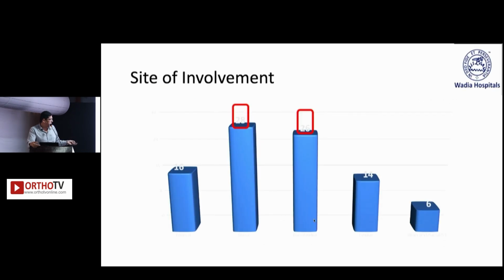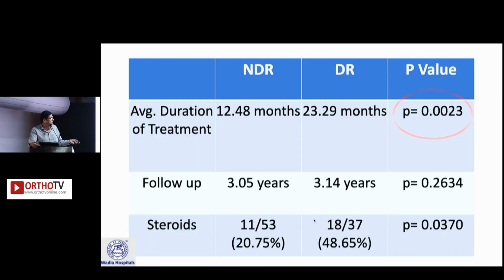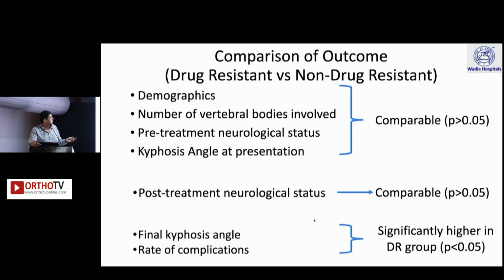Now the site of involvement in our series was mainly dorsal and dorsolumbar. The average duration of AKT in first line was 1 year, and in second line, for drug resistant, it was 2 years. And we do use steroids in patients who have a deficit. Okay. So again, when we looked at the comparison of drug resistant versus non-drug resistant, the number of vertebral bodies involved were comparable, but the final kyphosis was significantly higher in the drug resistant group.